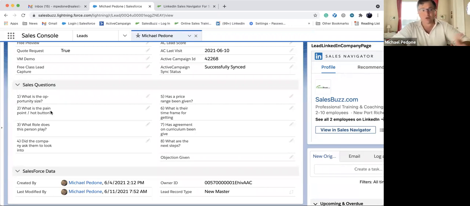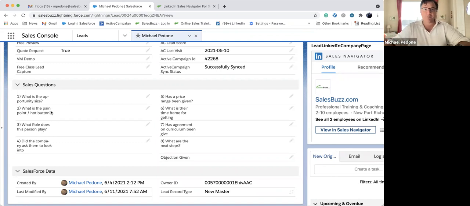This one's critical. What is the pain point hot button? Even on inbound warm leads, so many times a salesperson will get an inbound warm lead and they'll skip over the qualifying part. They'll go right to the presentation because they think that they're going to buy. One, you don't even know if that person's a decision maker yet, right? They could just be an intern that was asked to look into something.